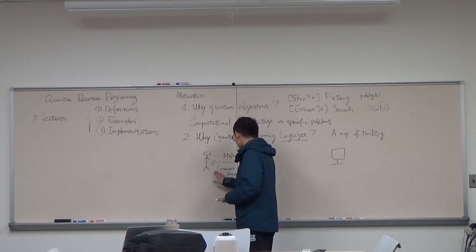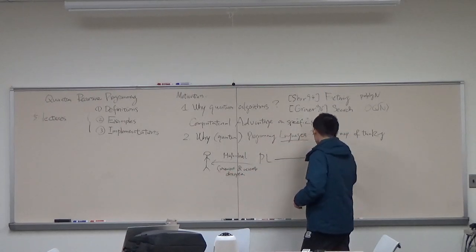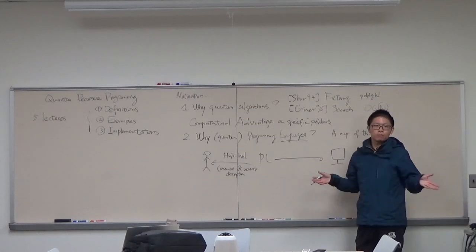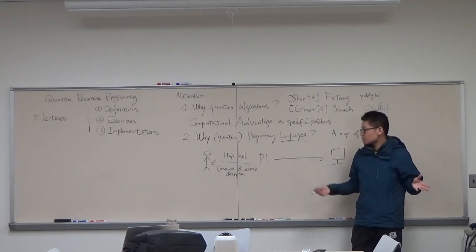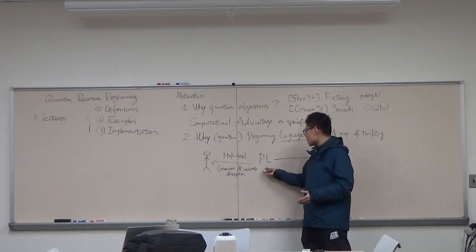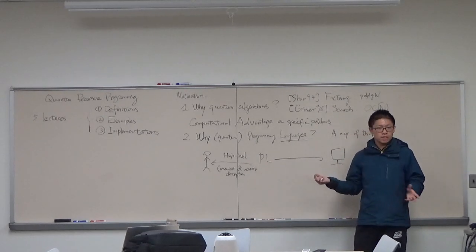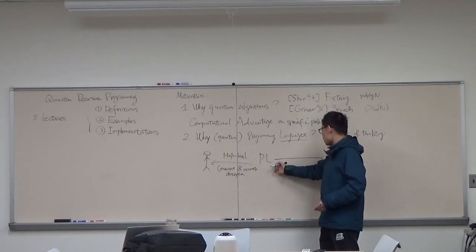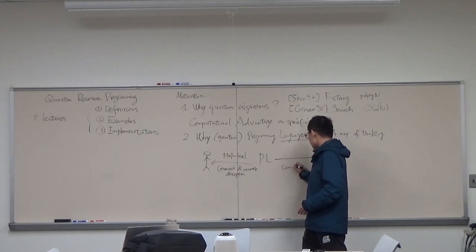On the other side, once a human has written some programs, this program should be implementable on a machine. This is often done through so-called compilation.